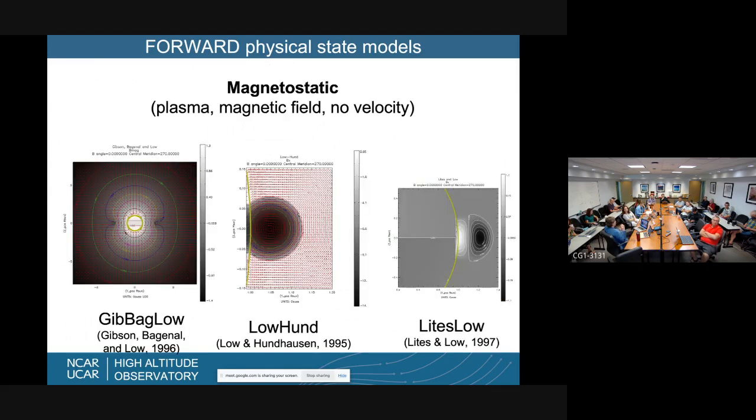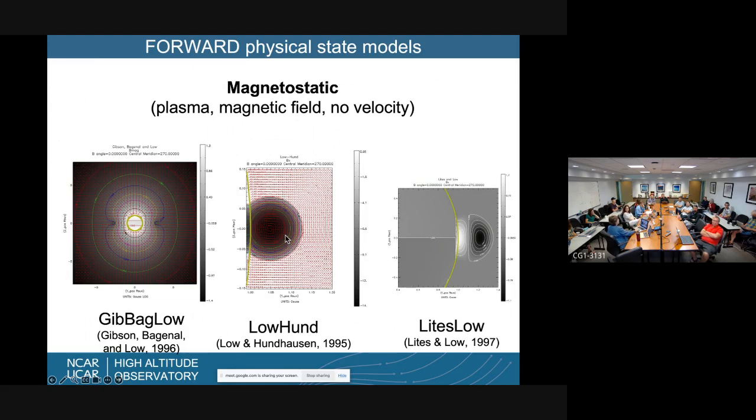Then we have models that are essentially magnetostatic, plasma, magnetic field, but no velocity. These are some of the earlier ones we did. They're analytic. And of course, that's nice because it's super fast. You can do a calculation. These are models that essentially all of them have B_C low is the common factor on all of these. These two in the middle and on the right are, what do you call it?